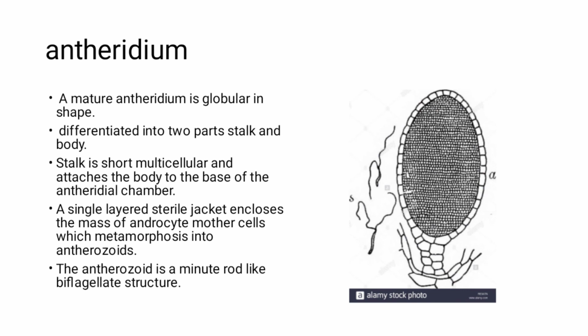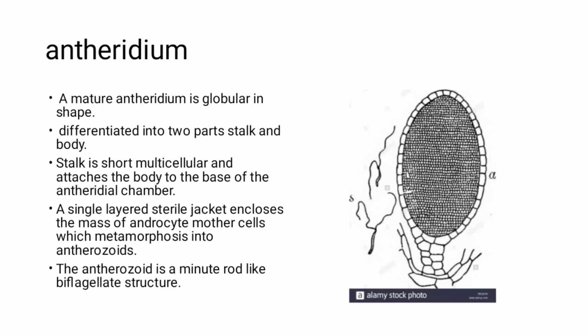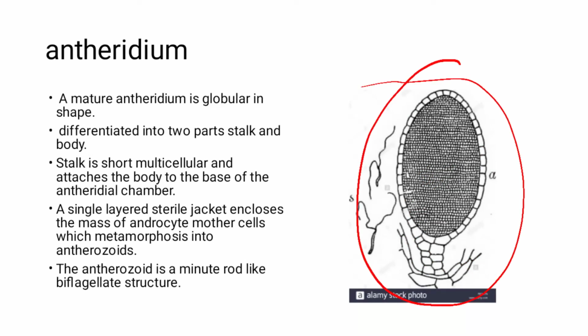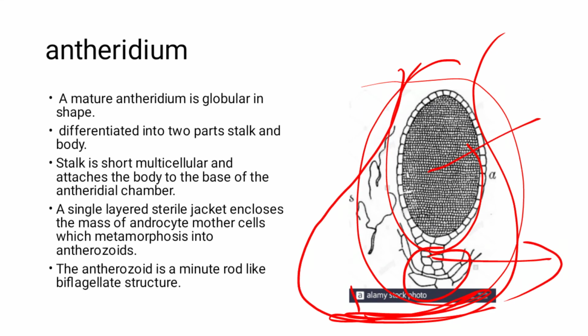Okay, so next, coming on to the section of antheridium. When you take one antheridium and observe it under the microscope, it appears like this. They are small and globular in nature. If this is the antheridial chamber, the antheridium is present inside the antheridial chamber, and it is attached to the basal surface of the antheridial chamber. The antheridium has two parts, that is the stalk part and the body part. The stalk part is attached to the basal surface.